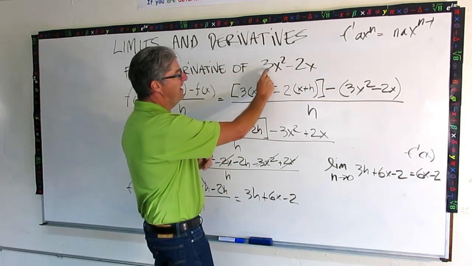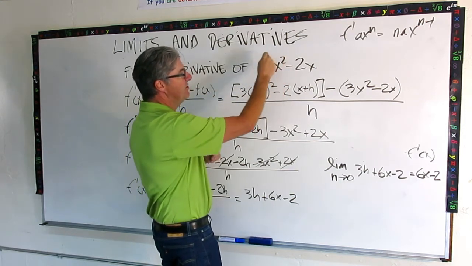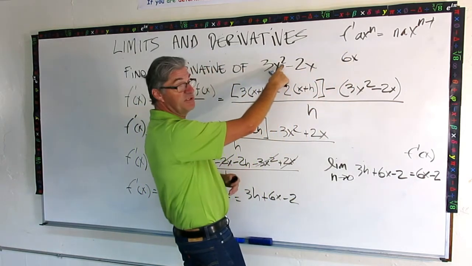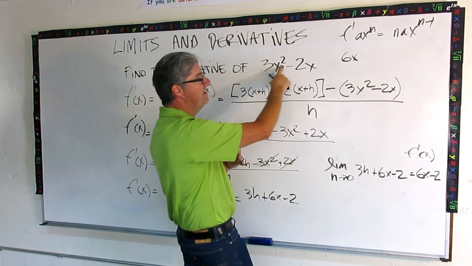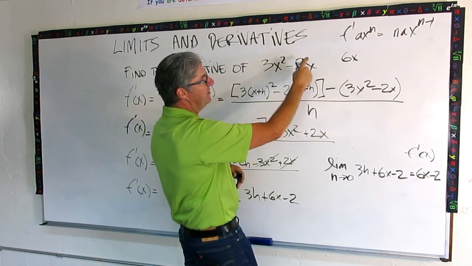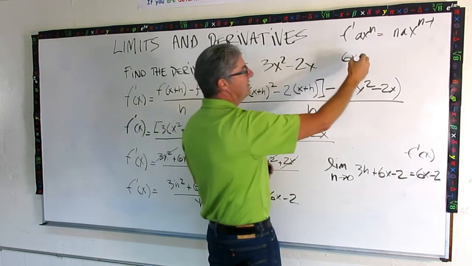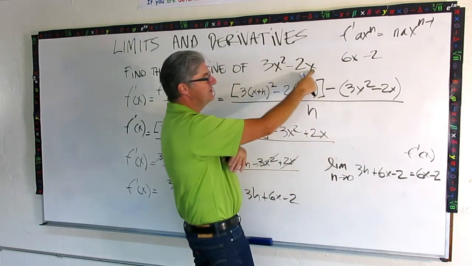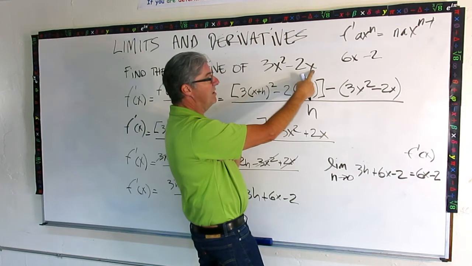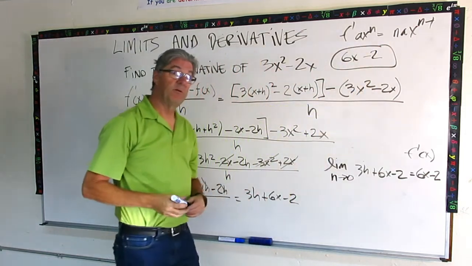Our first term, ax to the n, 3x squared. You take the n, you multiply it by the a, you get 6x, and you reduce that by 1, which is just x to the 1, so that stays the same. Now we have minus 2 times x to the 1. There's a 1 there, so we multiply the 1 by the minus 2. We have a minus 2, and then we reduce the 1 to a 0. X to the 0 is just 1, so it's just 1 times our minus 2. So there's our derivative function there, using the rule.